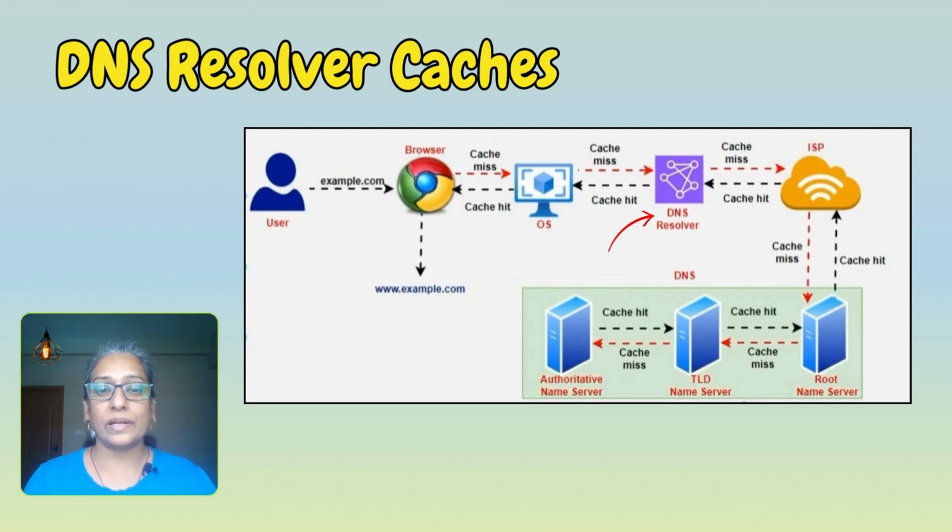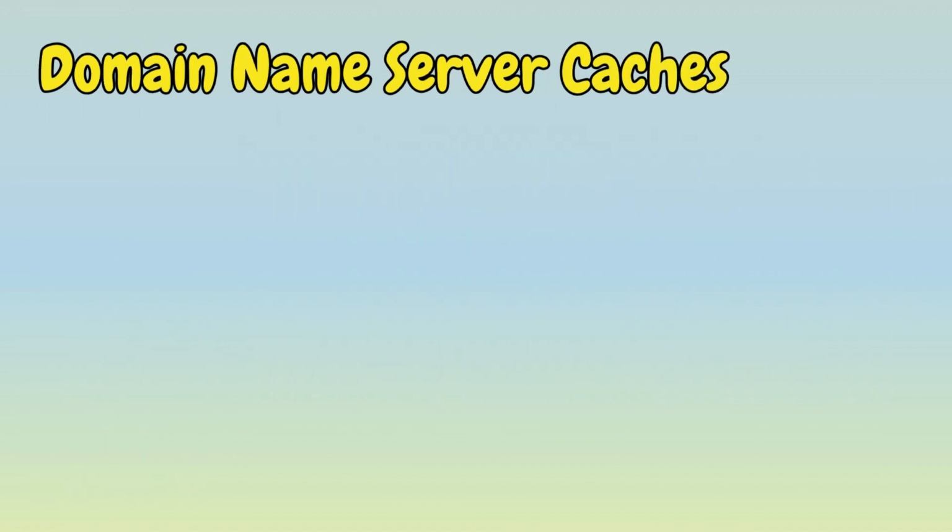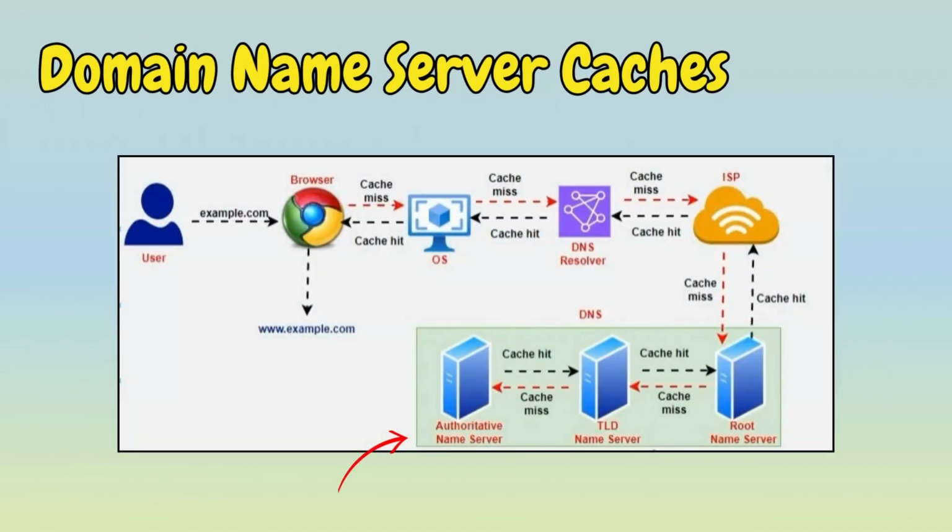Caches maintained by DNS resolvers, such as those provided by ISPs or DNS servers, also store recently resolved DNS queries. Domain name server caches are maintained by name servers at various levels to store recently accessed resource records for the domains they are authoritative for. Root name servers, top level domain name servers, and authoritative name servers all utilize caching to improve DNS resolution efficiency.